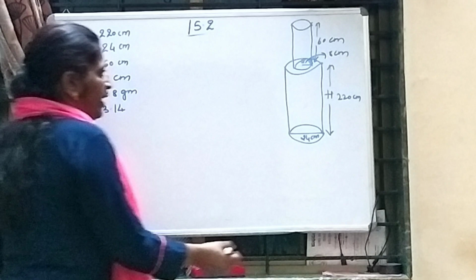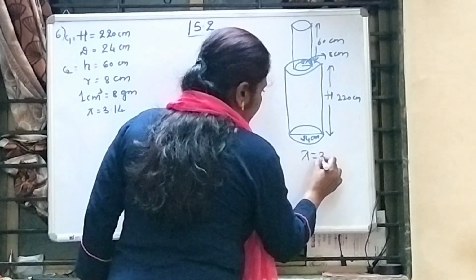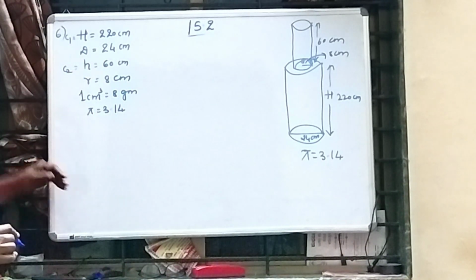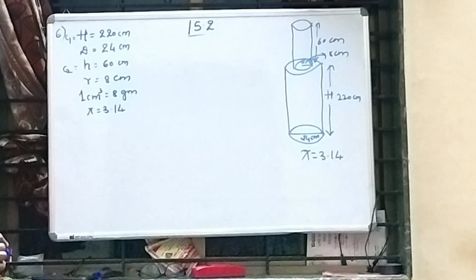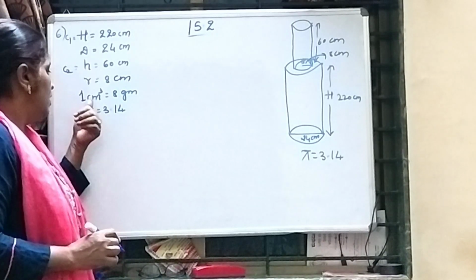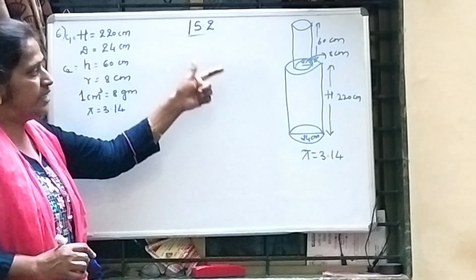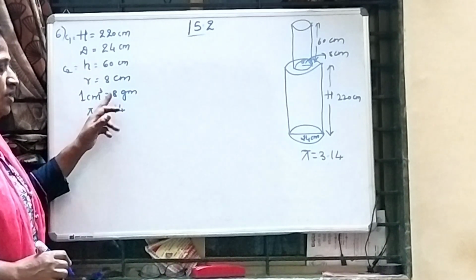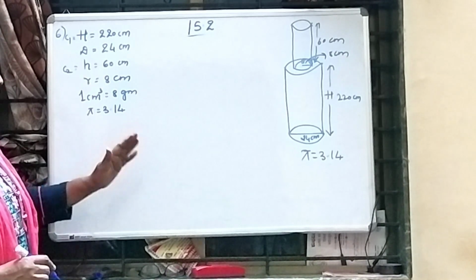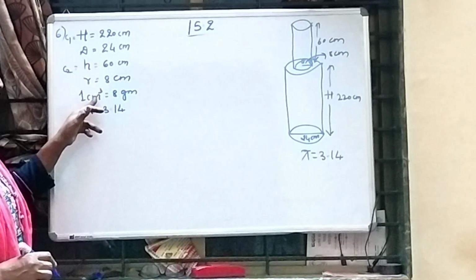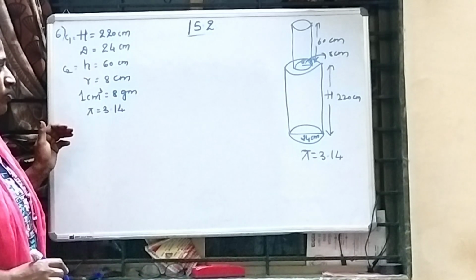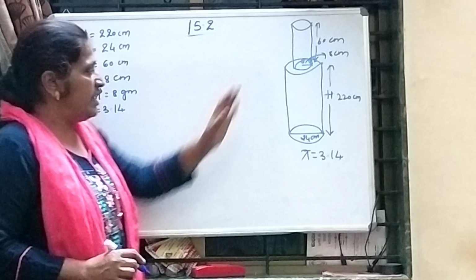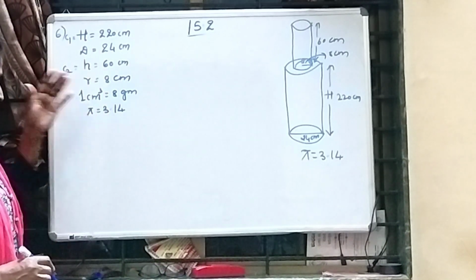Here we need to take the pi value as 3.14. Whenever they mention it, we have to take 3.14. Otherwise, we have to consider it as 22/7. Here we also should find the mass of these two cylindrical pillars. For that, 1 centimeter cube is equal to 8 grams. So students, when we find the volume, we get it in cubic. Volume will always be measured in centimeter cube or meter cube. So we need to find the volume of both the cylinders, then convert it into its mass.